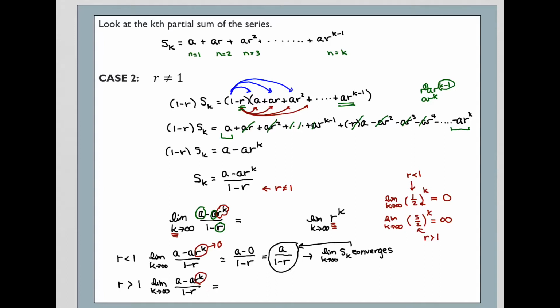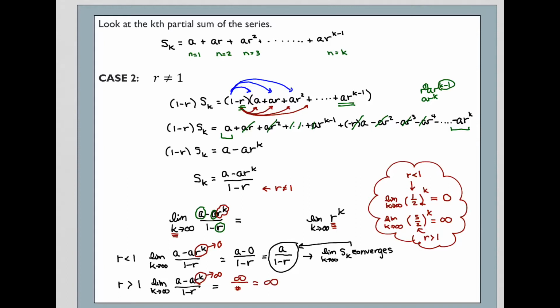And if r is greater than 1, I'll go back over here to my thought process, right? If r is greater than 1, that means I have a ratio inside bigger than 1. And that means the limit as k goes to infinity, this goes to infinity. Well, so then the top goes to infinity on a fraction, right? So I have infinity over some number, 1 minus r, whatever number. I have a constant down here. And so this whole ratio goes to infinity.